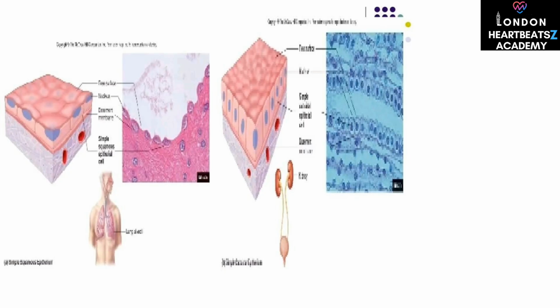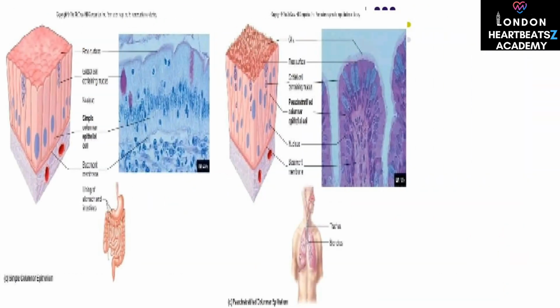This image displays illustrations and micrographs of simple squamous epithelium, which lines structures like the air sacs of the lungs, and simple cuboidal epithelium, which forms structures such as kidney tubules. This slide provides examples of simple columnar epithelium, often found in the digestive tract, and pseudostratified ciliated columnar epithelium, which is common in the respiratory tract.